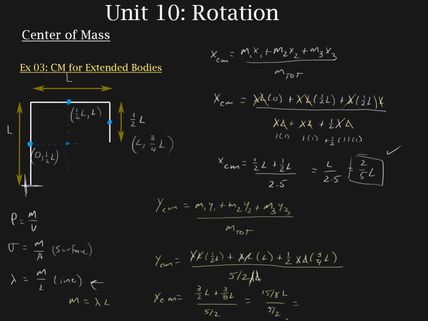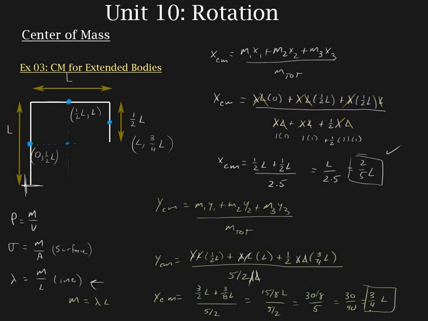So that's going to become 30/8 over 5, or 30 divided by 40, which is 3/4 L. All right, now does that make sense?